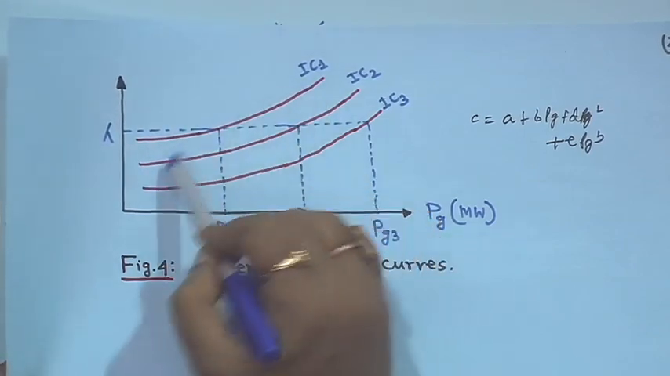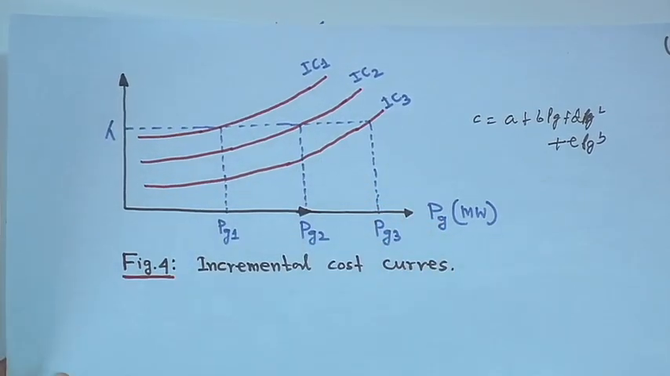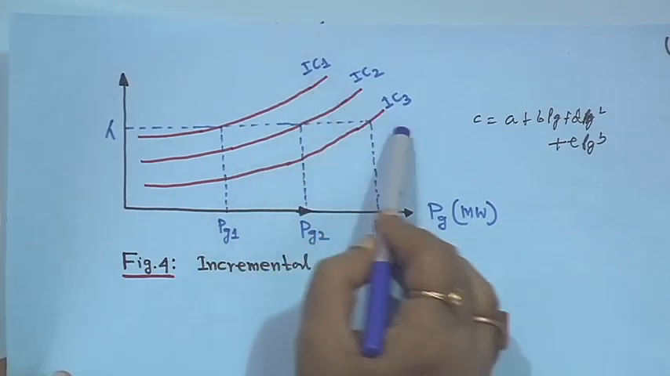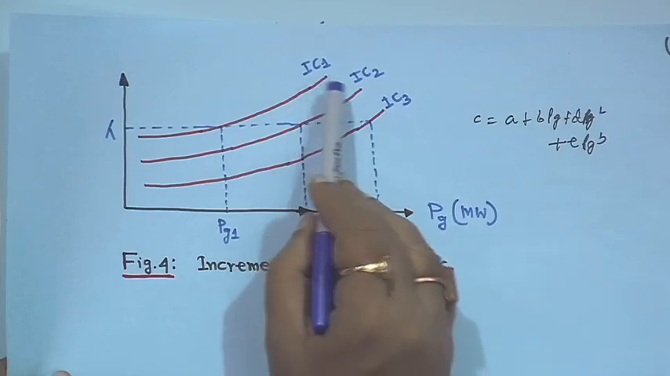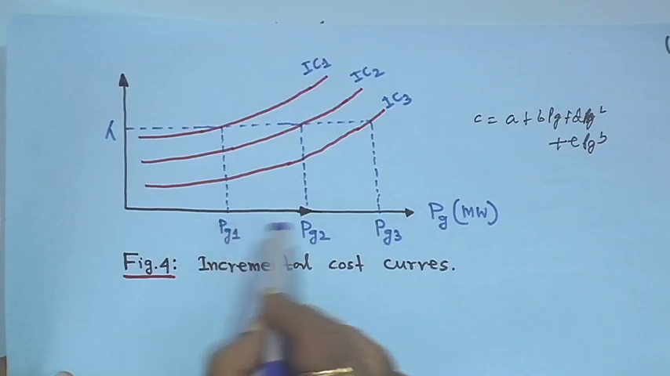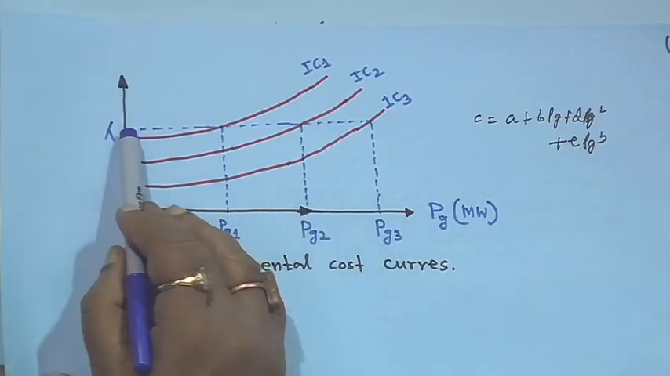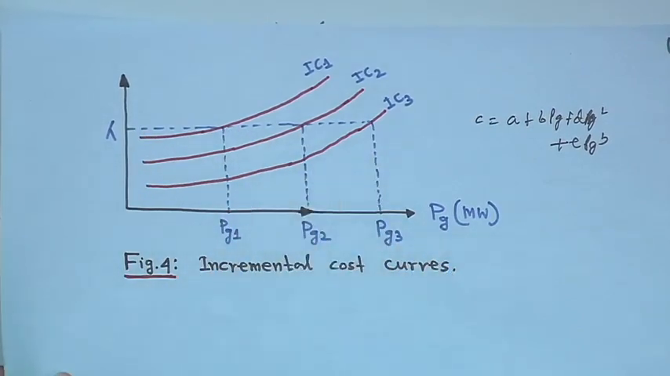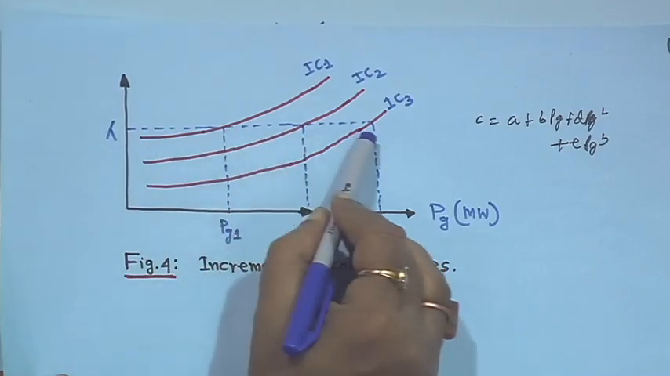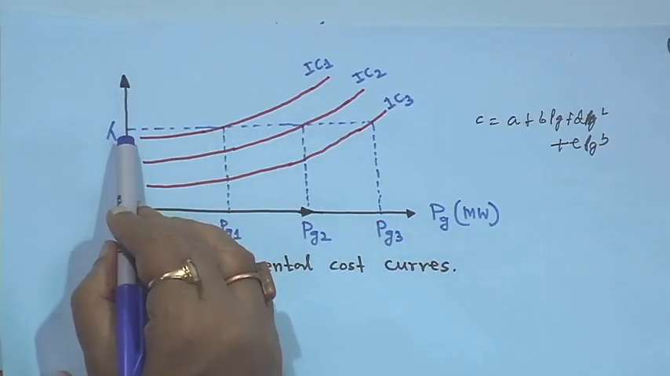You can make it linear also, no problem, right, but what will happen here, although they have 3 different ICs, IC1, IC2, IC3, and Pg1, Pg2, Pg3, they all have to operate at equal lambda, because we saw dC1 upon dPg1 is equal to dC2 upon dPg2, up to dCm upon dPgm, is equal to lambda. So, they all have to operate at equal lambda. So, this is the lambda value.